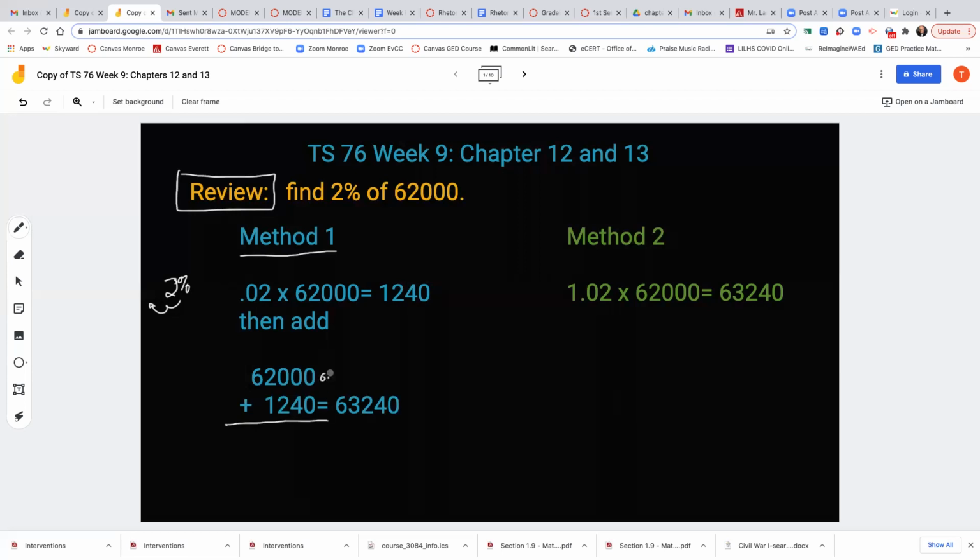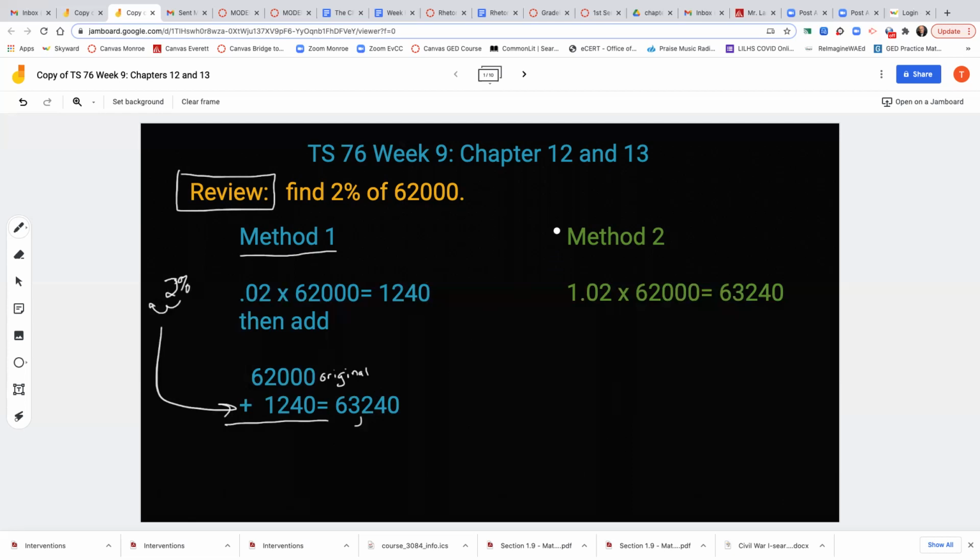If I write down here, and you can add this to your notes, the original amount. So I found the percent, and that's this 2% here. I add it to the original, and that gives me my new total, the amount that I owe or something if I had a loan.